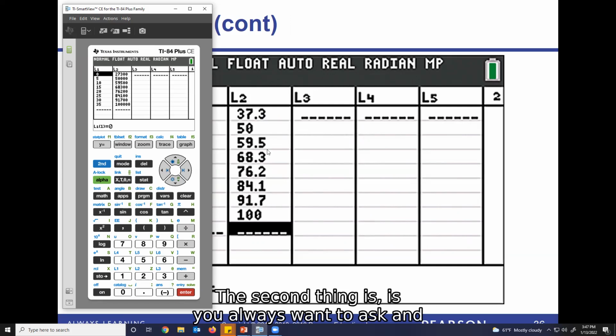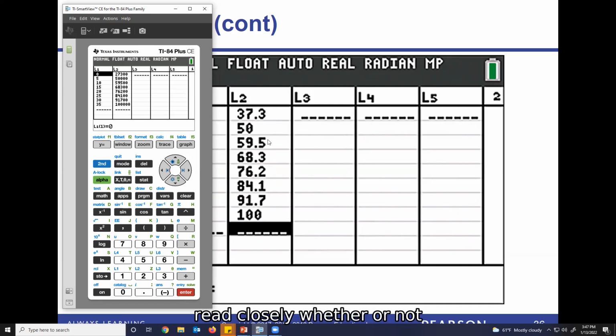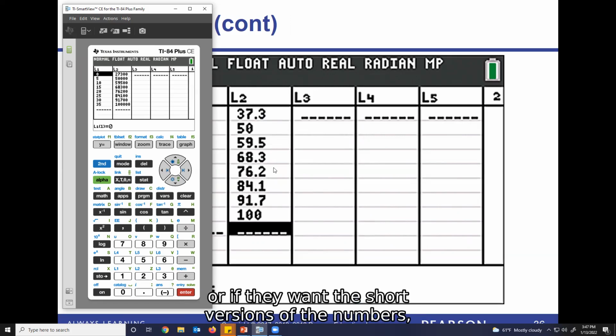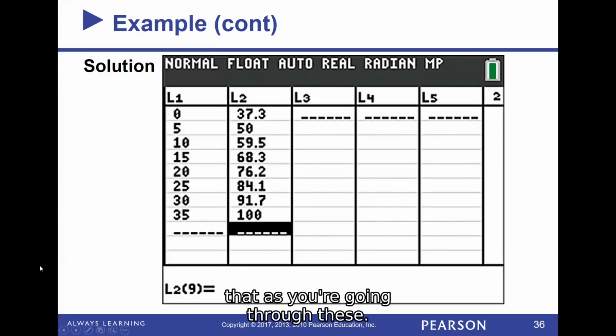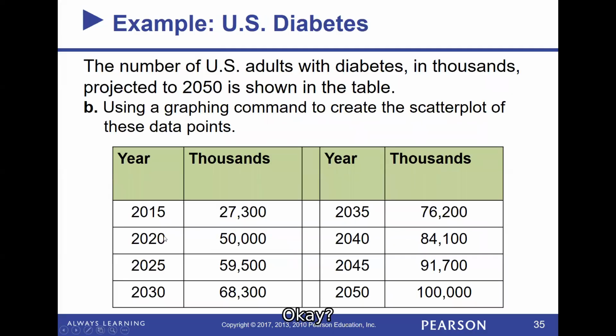The second thing is you always want to ask and read closely whether or not they want it in with all the zeros or if they want the short versions of the numbers. It's very important to kind of make note of that as you're going through these problems, okay? So as you're doing that, that's going to be something that we end up taking a little bit further along the way.